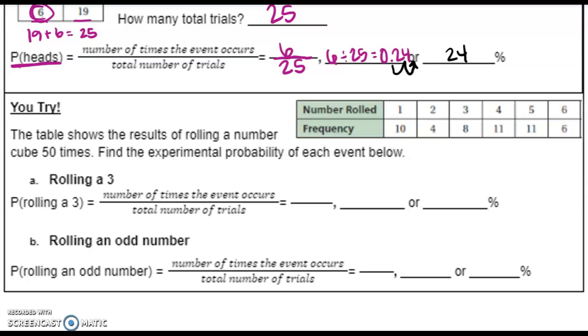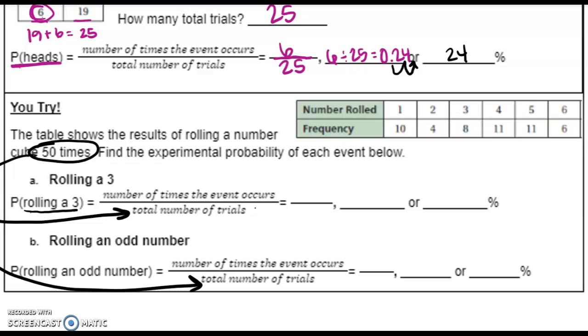Okay, so the table shows the results of rolling a number cube, which is just a die. They just always call it a number cube in our homework assignments and Big Ideas. But they roll it 50 times. So this is the total number of times. So we already know that this is going to go in my denominator for both. And then it says find the probability of each event below. So below it says the probability of rolling a 3. Okay, so we want to know what's the probability of rolling a 3.